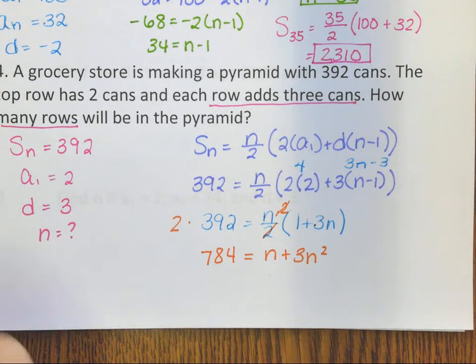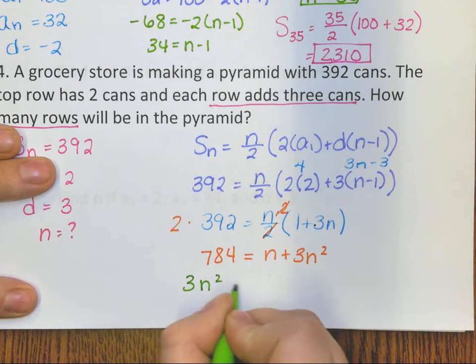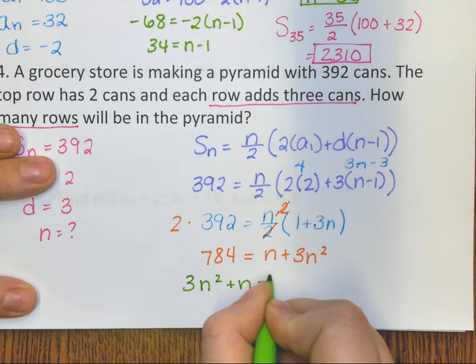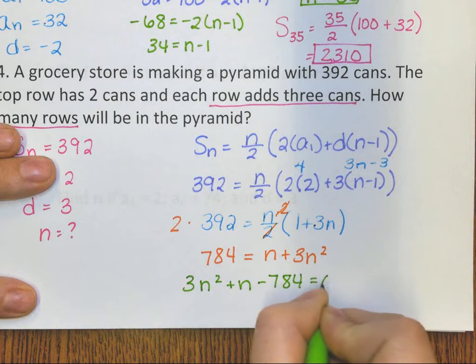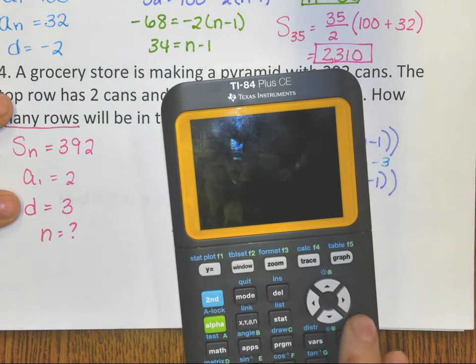If I have an equation with both n and n squared in it, how do I solve it? Factor, but before that, get it equal to 0. So I'm just going to shift some things around. 3n squared plus n minus 784. Now I'm lazy. I am not going to factor that. I'm going to put it in my calculator.